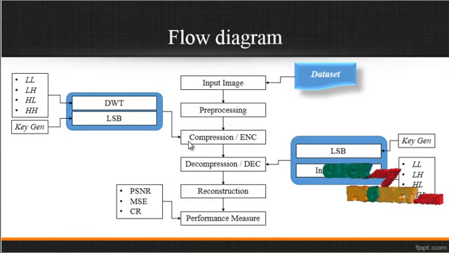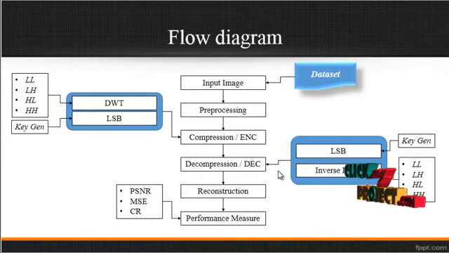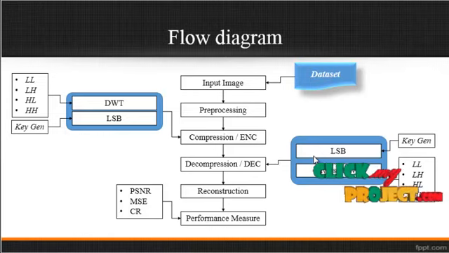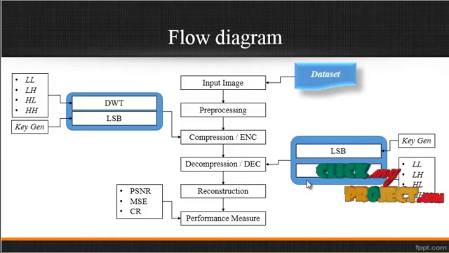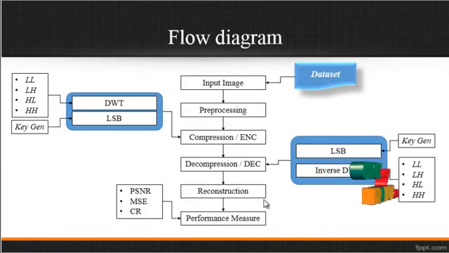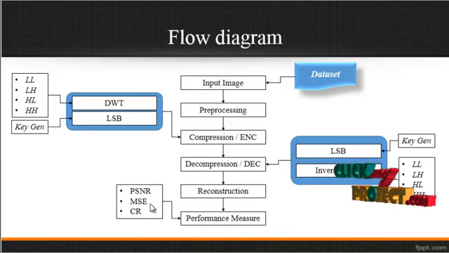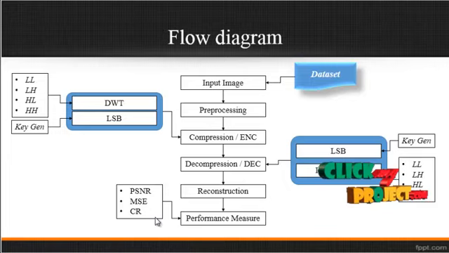Once the encryption is completed, the receiver side begins with decompression as well as decryption. Before the decompression, let us discuss the decryption. In this decryption part the inverse process of the LSB is applied to decrypt the image into its original form. After that it is reconstructed by the DWT, that is, the inverse DWT. Then the reconstructed image will be in the form of the original image data. Finally the performance is evaluated by the PSNR, MSE and compression ratios.